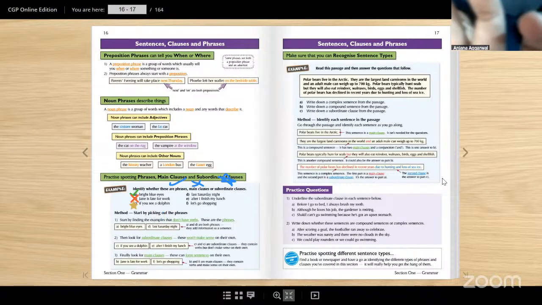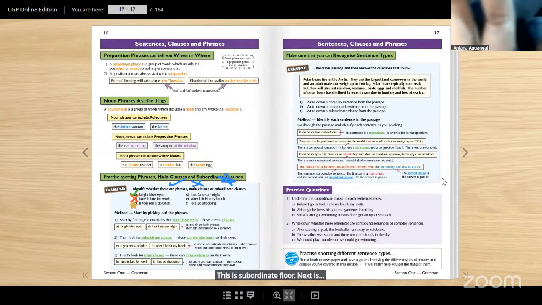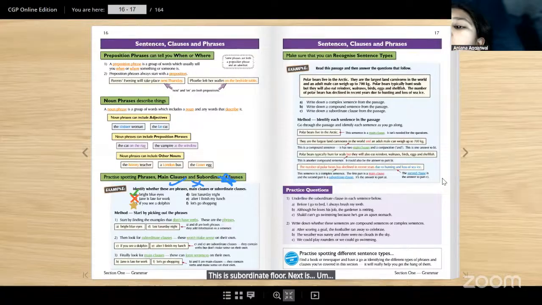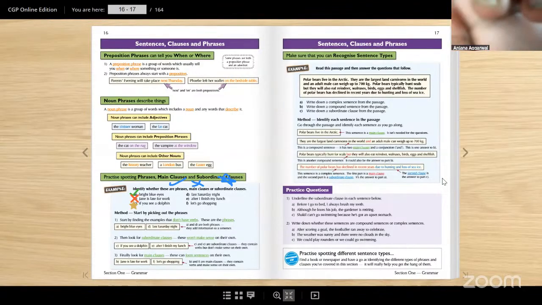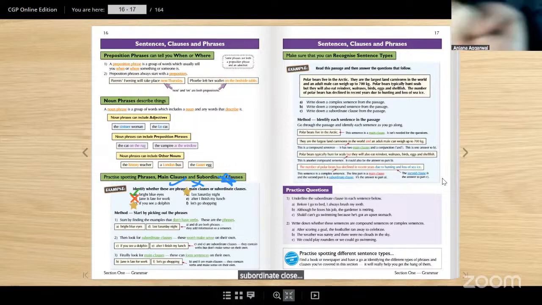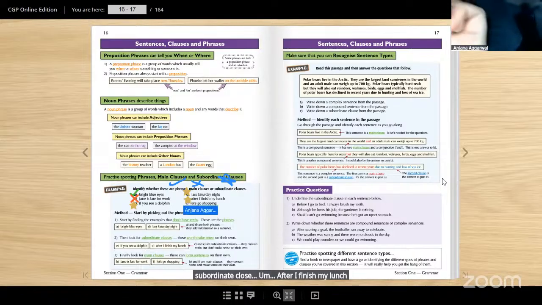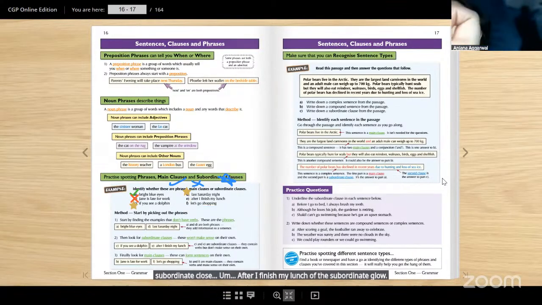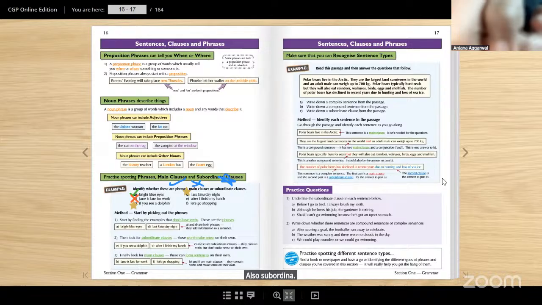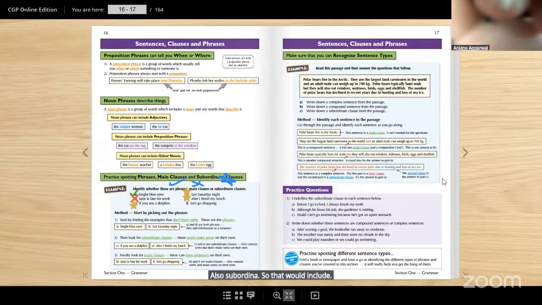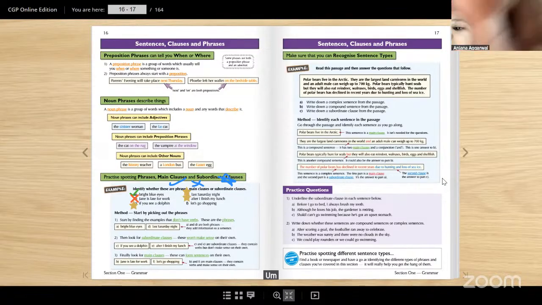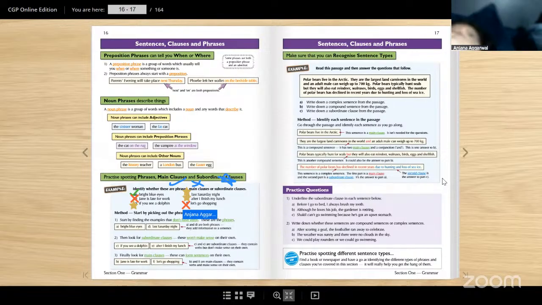Next is last Saturday night. Subordinate clause. After I finish my lunch, also subordinate clause. Let's go shopping. Main clause.